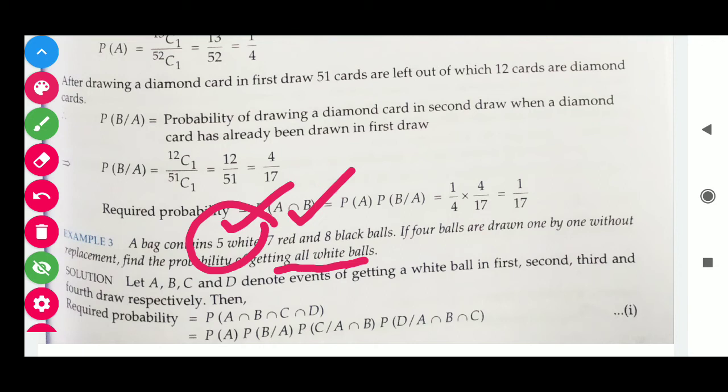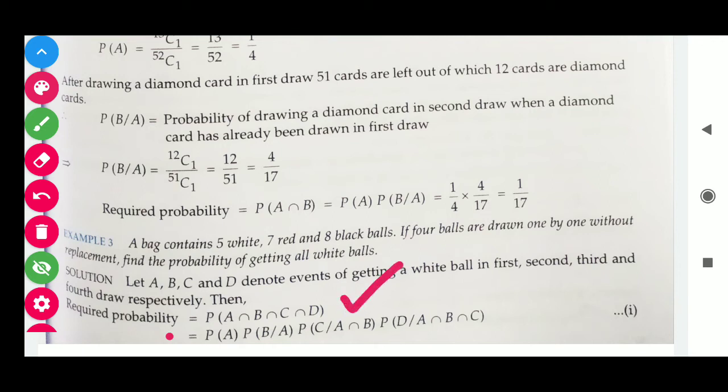Now here we have 4 events. A, B, C, D denote the events of getting a white ball in the first, second, third and fourth draw respectively. Then the required probability is equal to probability A intersection B intersection C intersection D. Now students, probability A is completely independent because this is the first draw.